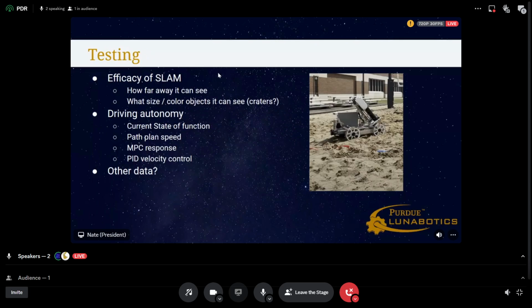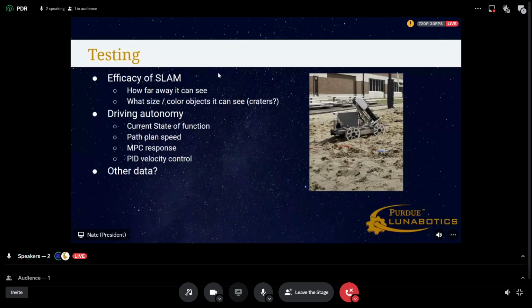And then the last thing is testing. This is a list of testing that I know I want to do, hopefully before the end of this first semester. The first thing is efficacy of SLAM, how far away it can see, and what kinds of objects it can see, how tall. Can it see rocks, can it see large, tall buckets? Obviously seeing the rocks is more preferable.